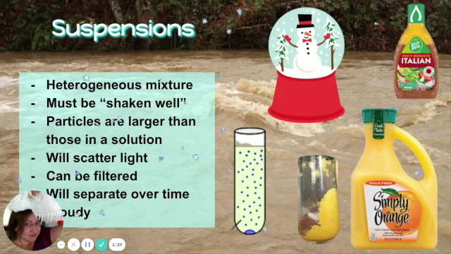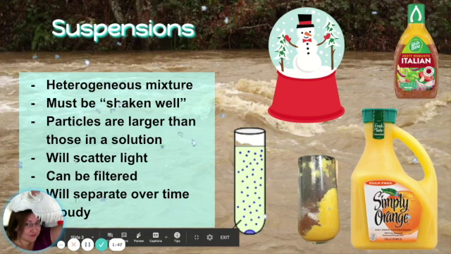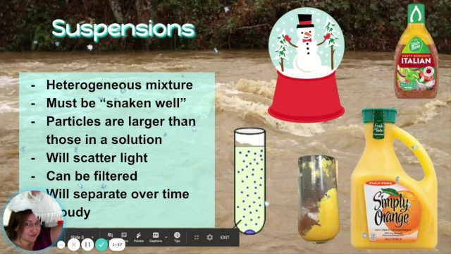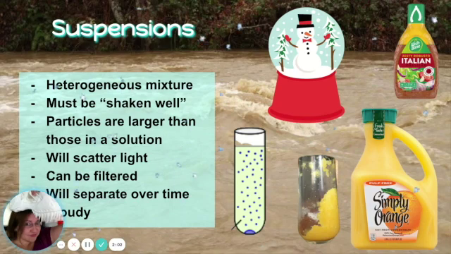So let's look at suspensions next. Suspensions are going to be a type of heterogeneous mixture, and these are the types of mixtures that are going to separate very easily. If you have a container of orange juice, for example, on the container it's going to say, shake well before use. And the reason why is because if you have pulp in the orange juice, it's going to settle down to the bottom of that container. And so you're going to need to shake that up before you pour that out into a cup or into a glass.